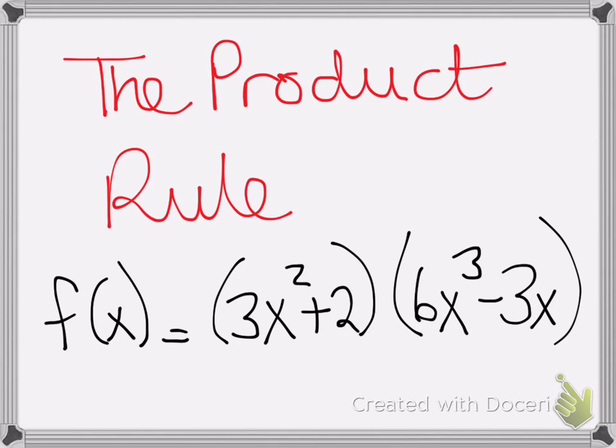Now we're going to use the product rule. When you have a function, and it might look like the one below here, f of x is equal to the bracket multiplied by another bracket. So basically it's like two functions multiplied together. That's the product of two numbers. So we employ the product rule.